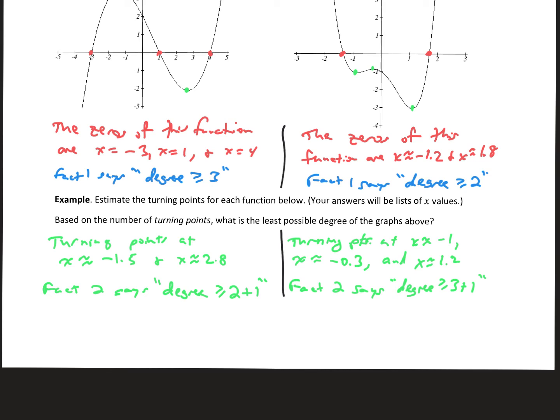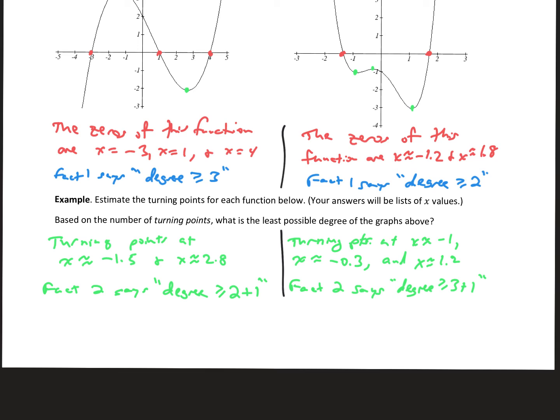But I can see the graph on the left has 2 turning points, and so fact 2 says its degree should be at least 3. The degree should be at least 1 more than the number of turning points. And notice how that's consistent with what we said before. So in some cases you get the same analysis, the same prediction. The graph on the right is the one where we get a better answer.